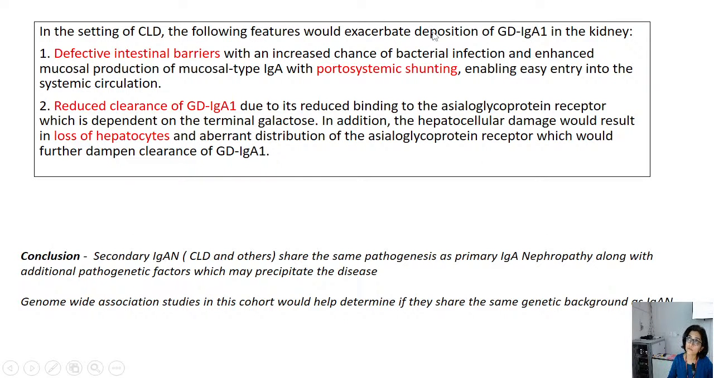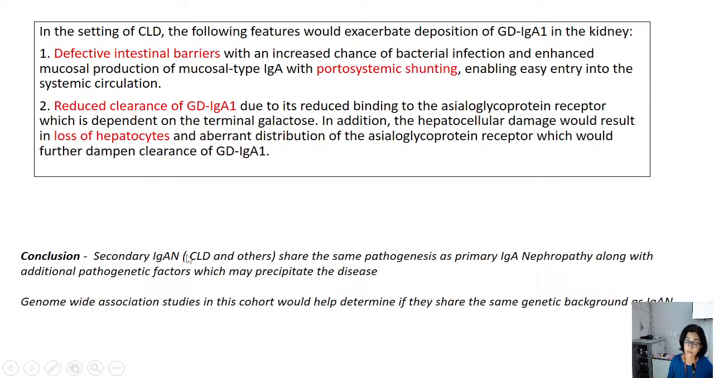There are factors which would exacerbate this deposition. There are defective intestinal barriers in these patients. There is portosystemic shunting, helping everything to enter the systemic circulation. Also, we must remember that the liver is a site at which IgA is excreted and cleared. So you would have reduced clearance of Gd-IgA1, one because of its galactose deficient nature, and second because you have loss of hepatocytes in CLD.